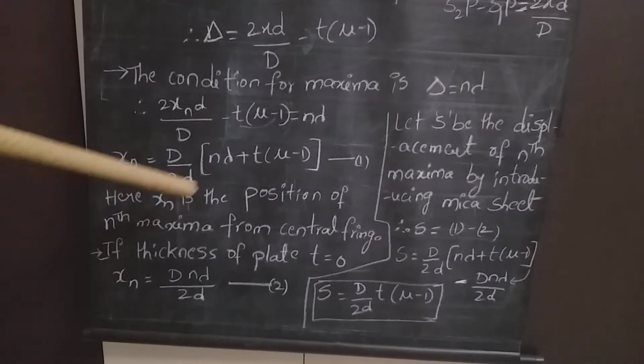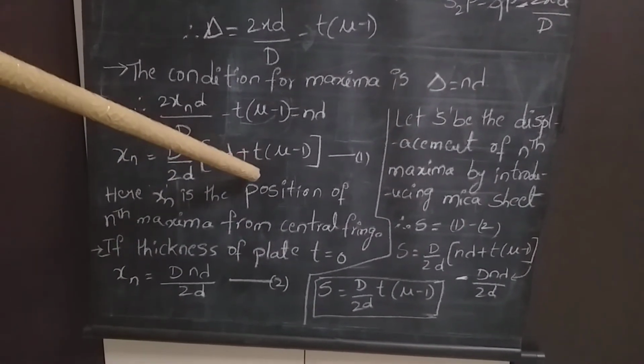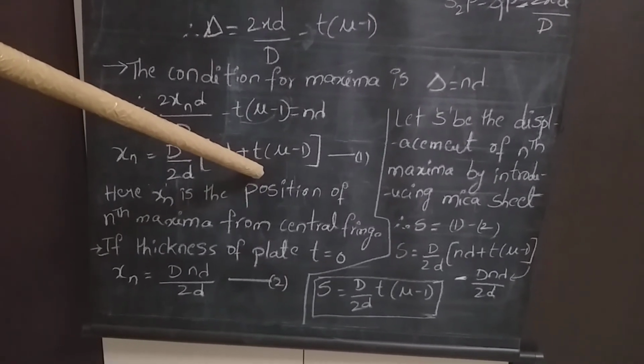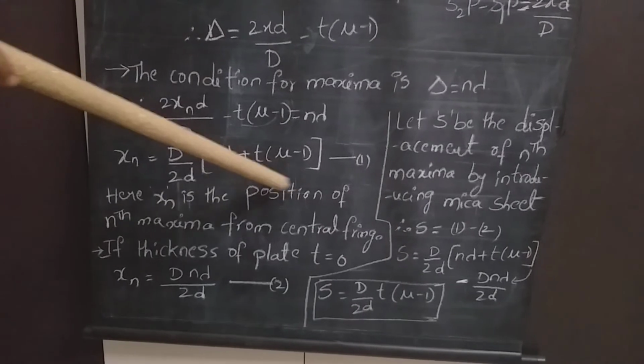Now let us suppose there is no mica sheet in the first path, then we can substitute t equal to 0 in the first equation.